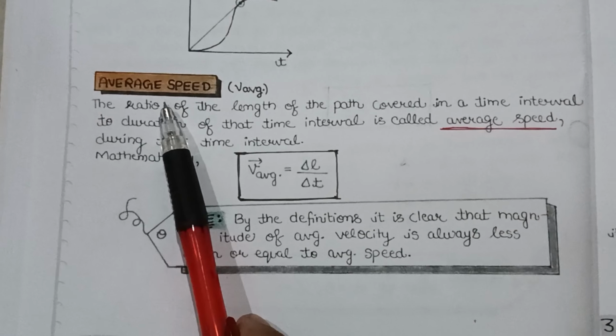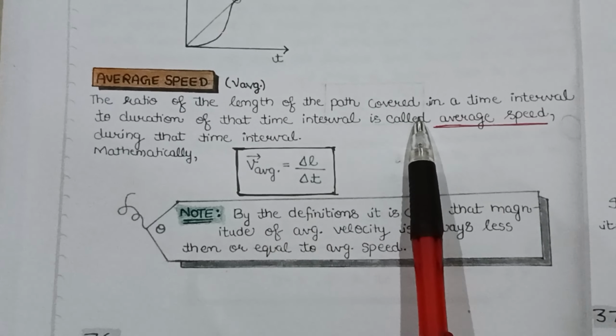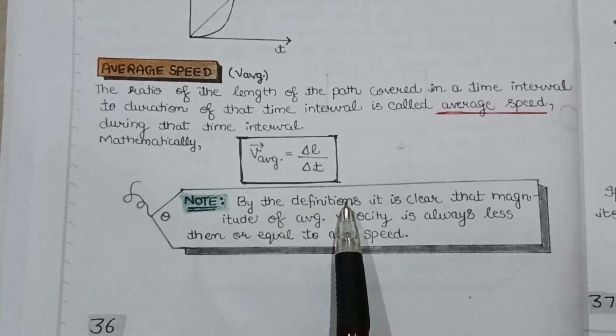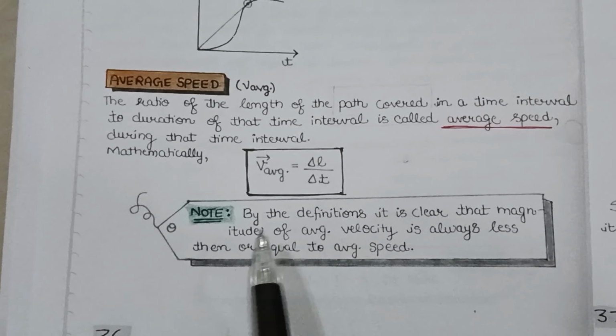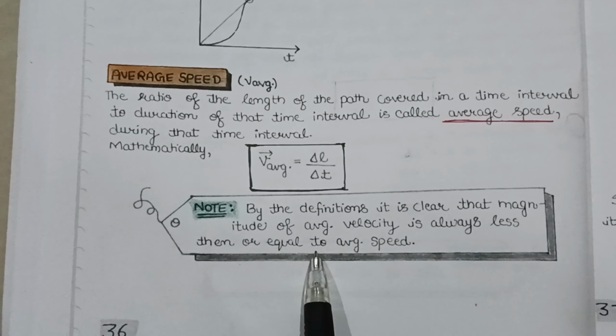Now we will learn about average speed. The ratio of the length of the path covered in a time interval to the duration of that time interval is called average speed. Mathematically, average speed is equal to change in distance or change in path length upon change in time. Note, by the definition, it is clear that the magnitude of average velocity is always less than or equal to the average speed.